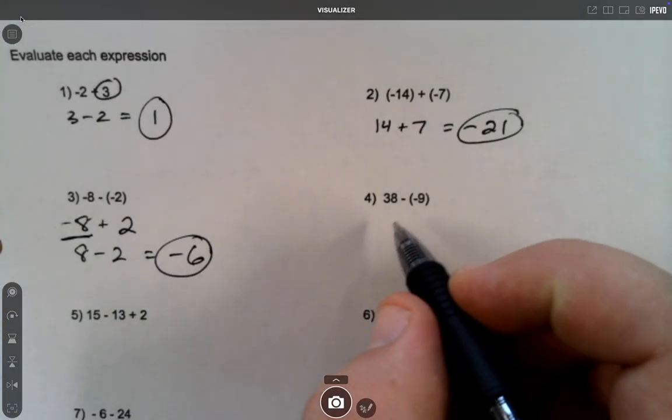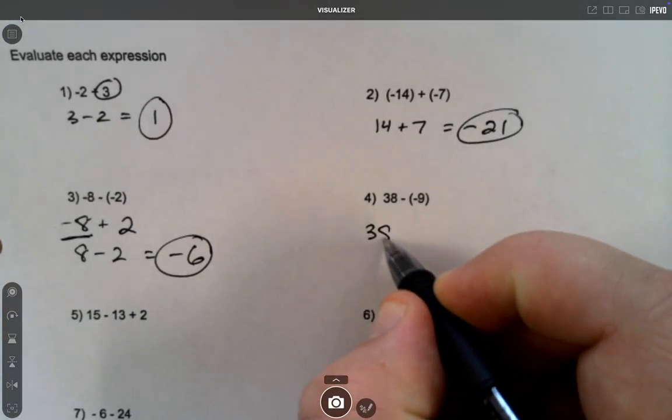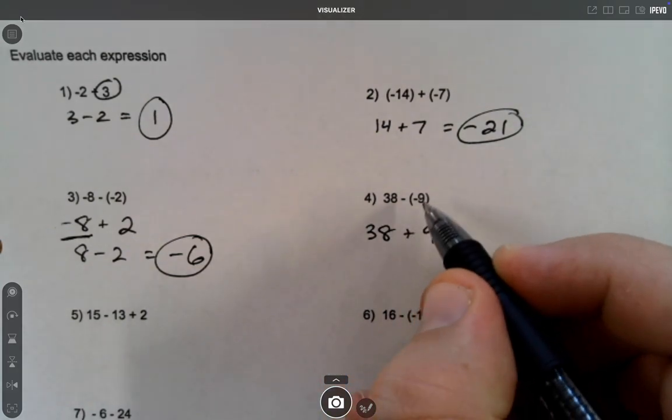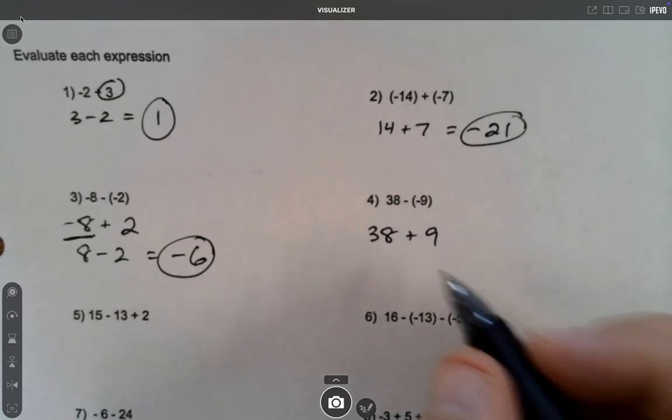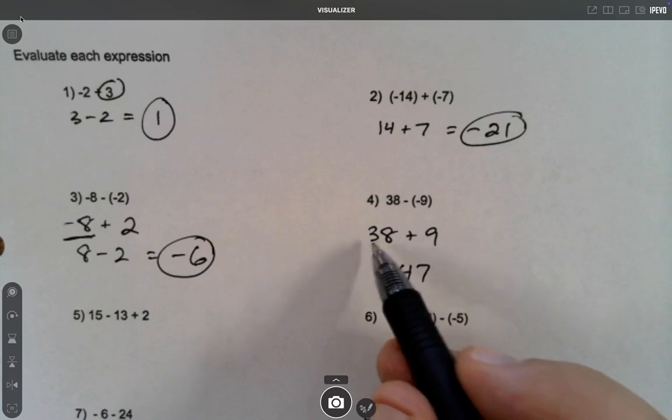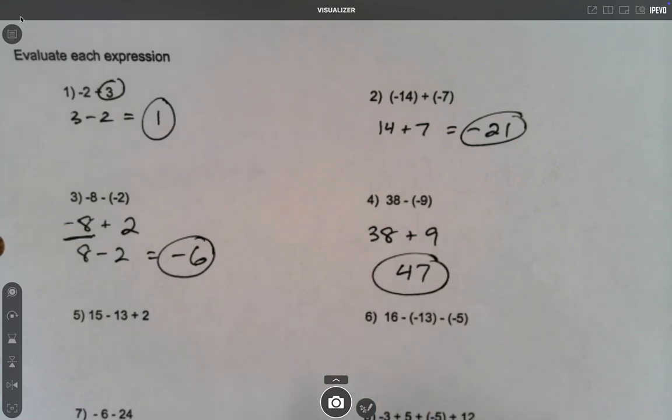Number 4 is the subtraction, so we do keep, change, change: change subtraction to a positive, -9 to +9. We add these two together, 38 plus 9 is 47, and since both of them are positive, our answer stays positive.